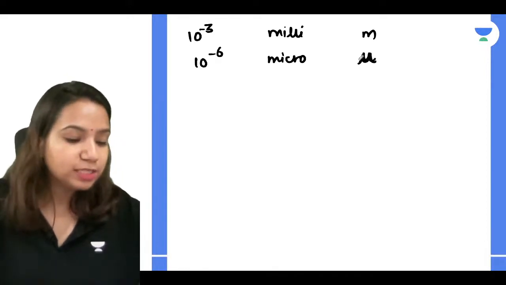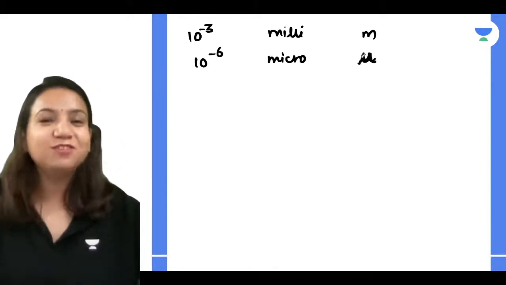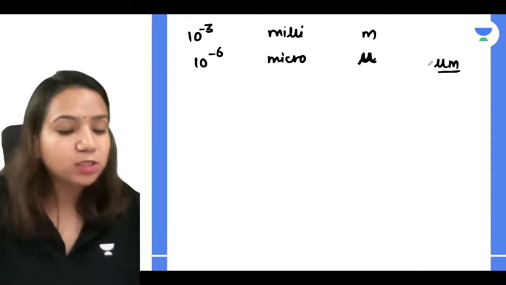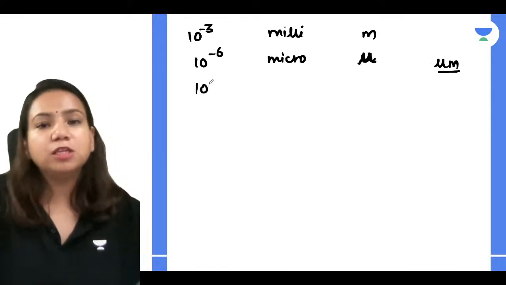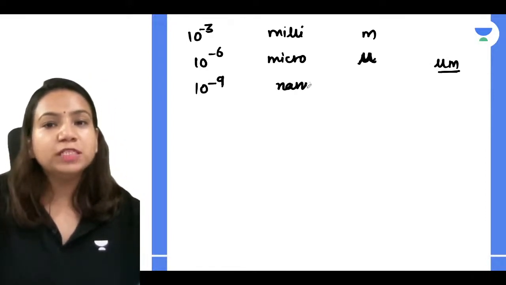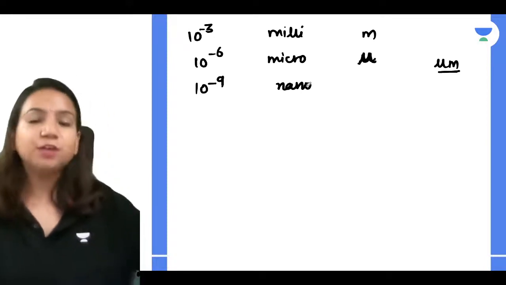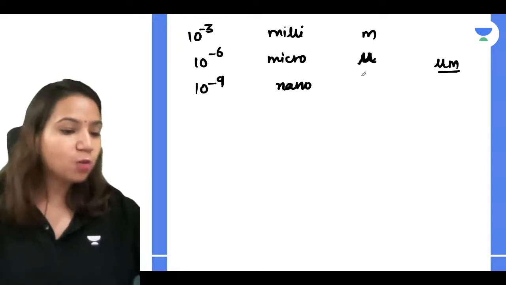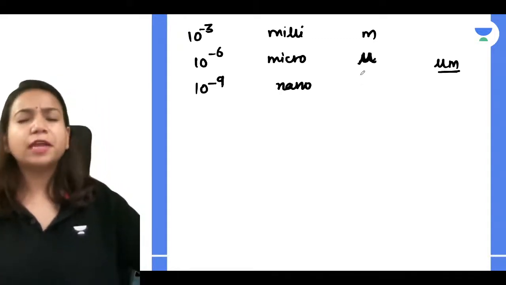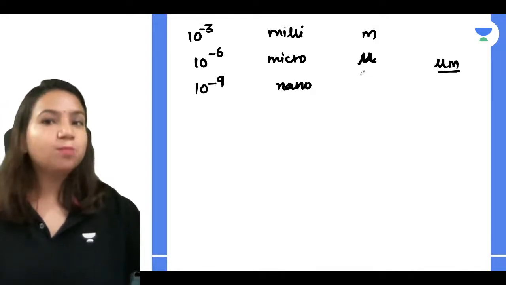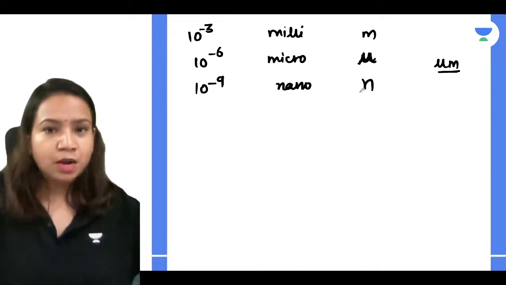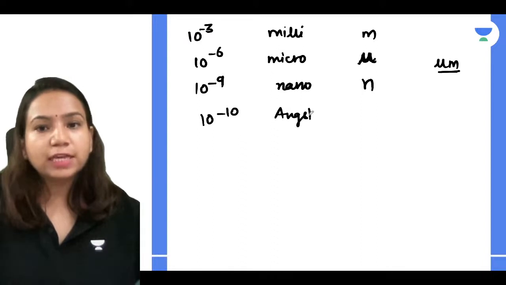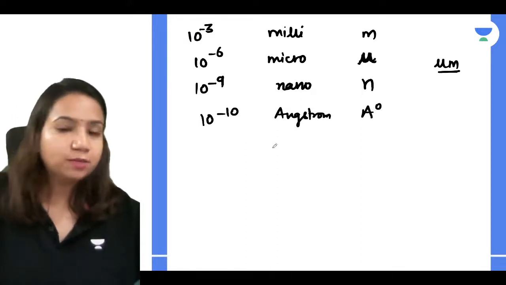Guys, if you see this symbol in a question, you don't have to get confused. It means they have given micrometer. If they mention it, this means micro. This is a new symbol. Then 10 to the power minus 9: many of the questions you will be seeing this also, which means nano. Generally, the size of an atom is talked about in nanometers, right? Nanoparticles you must have heard about. Nowadays many people are doing research in nanoparticles. So nano means 10 to the power minus 9 and the symbol for it is N. Then you have 10 to the power minus 10, which is called angstrom, and the symbol for it is A naught. Correct?